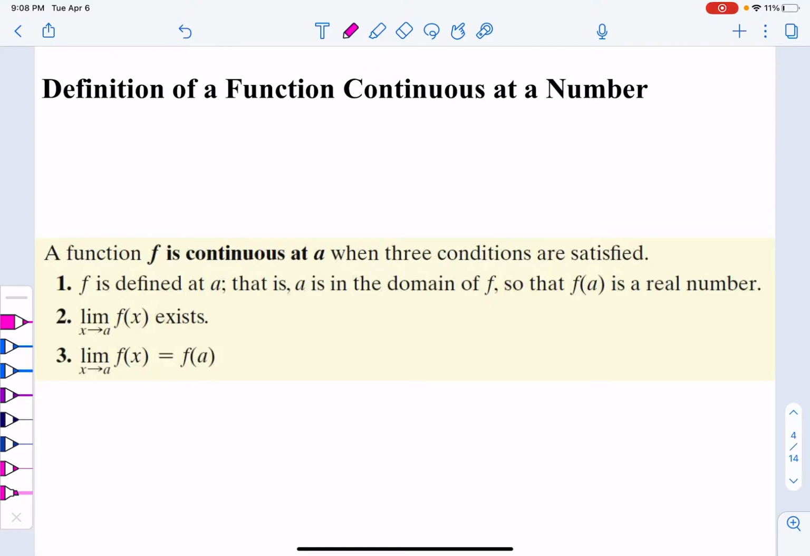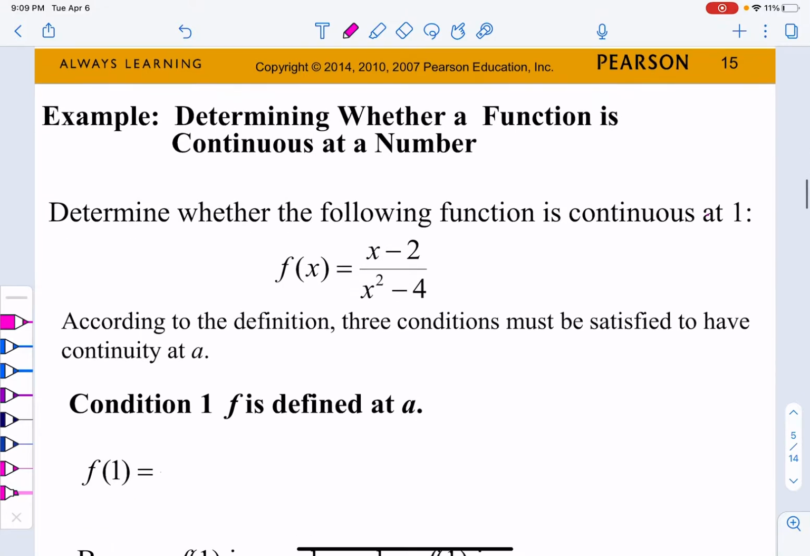Number two, the limit as x approaches a of f of x exists. And number three, the limit as x approaches a of f of x is equal to the value of the function at a. So just like what we've done in the previous section or two, when we evaluate these limits, we have to evaluate it where it's equal to the same value. So let's take a look.